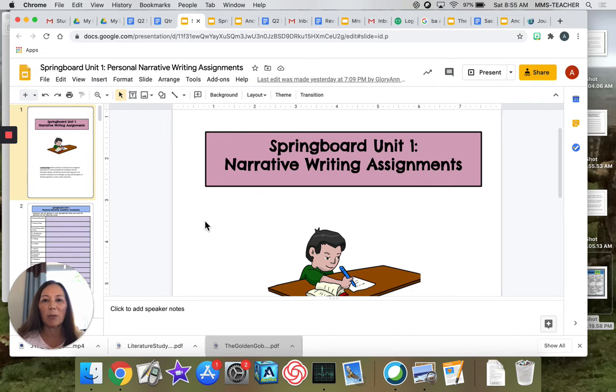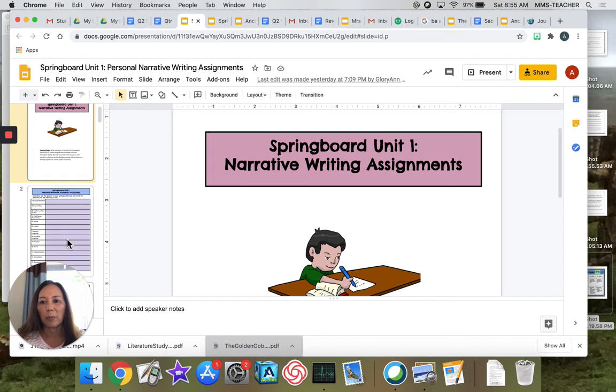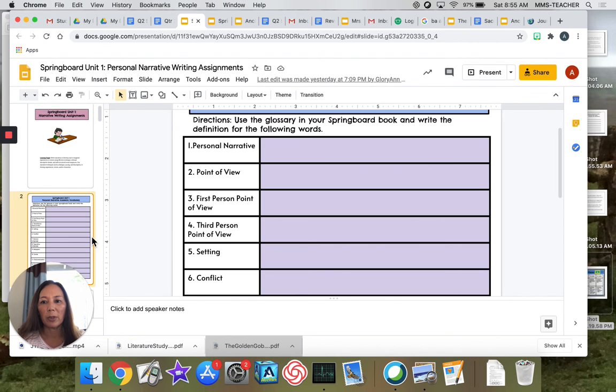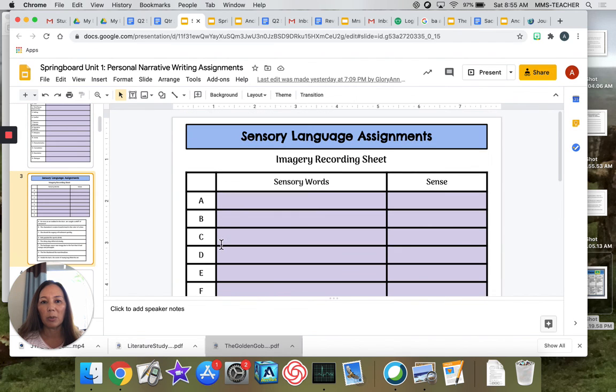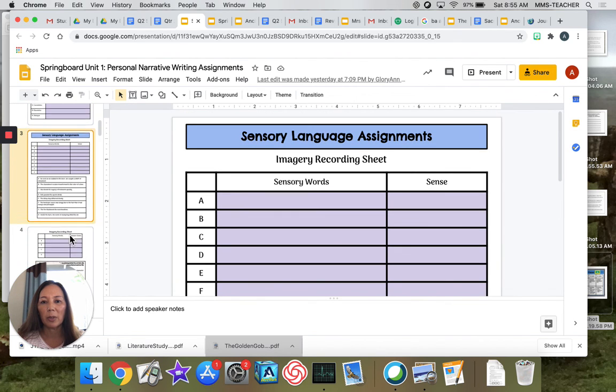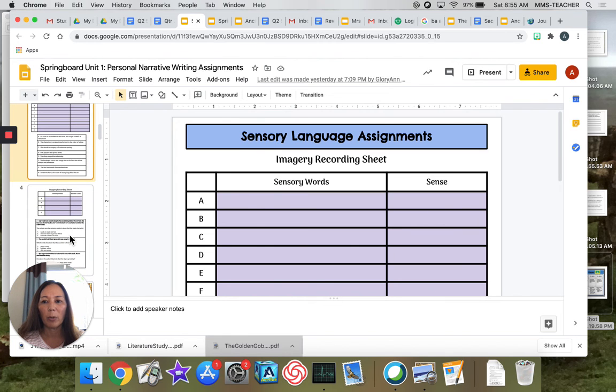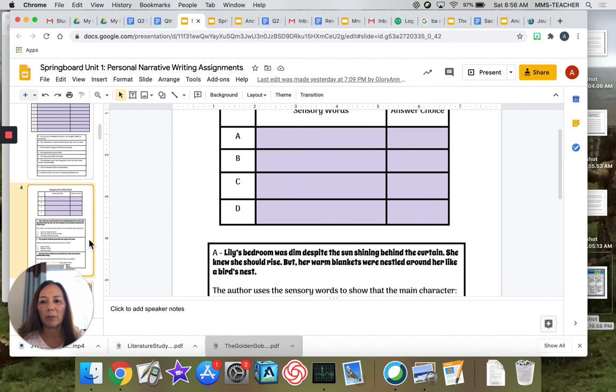We're going to do the same thing for this unit, our springboard unit, unit 1, narrative writing, and these are your assignments. So the slideshow I showed you earlier was your resources, where we'll do teaching from, and this is where you're going to show us what you've learned. So it'll start off with some vocabulary words that you need to know, and then we'll take you through the different lessons that'll help you to write your great narrative.